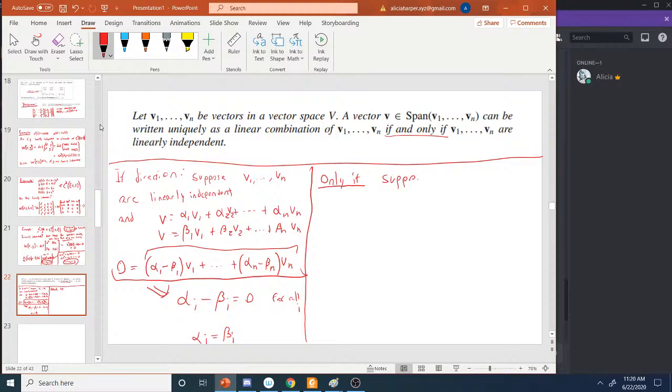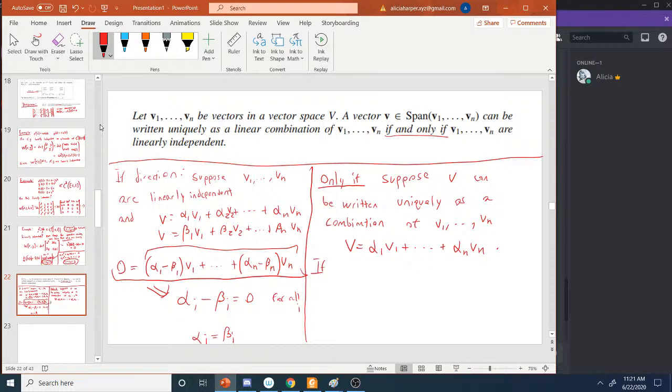Suppose V can be written uniquely as a combination of v1 through vn. So say we write V is equal to alpha 1 v1 plus and so on, plus alpha n times vn.